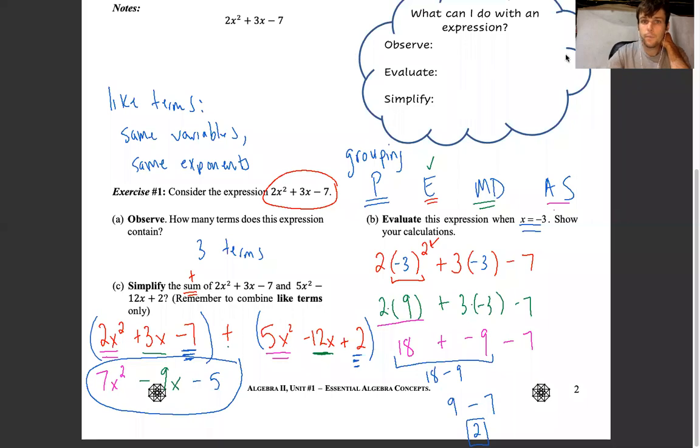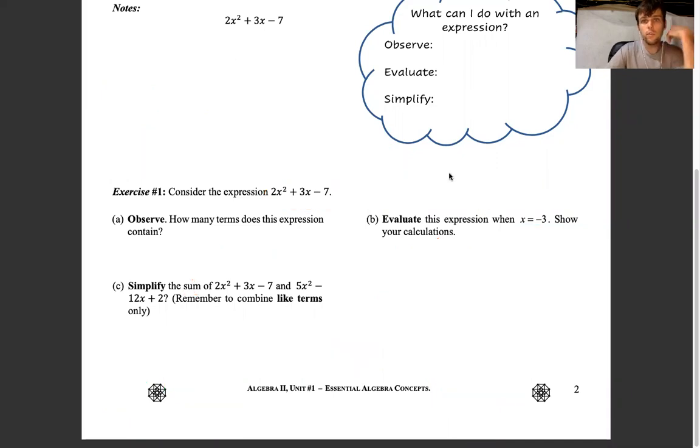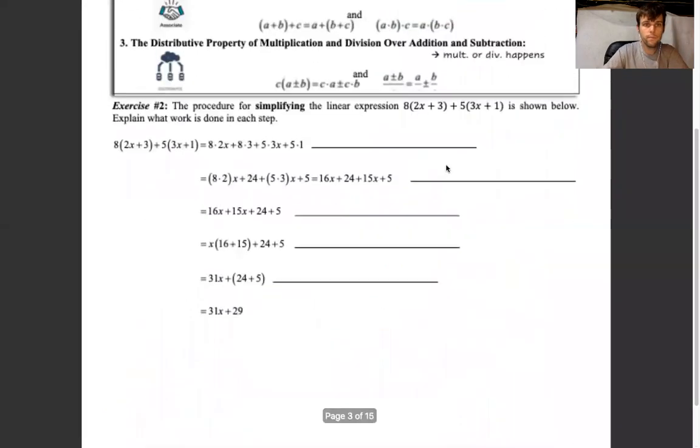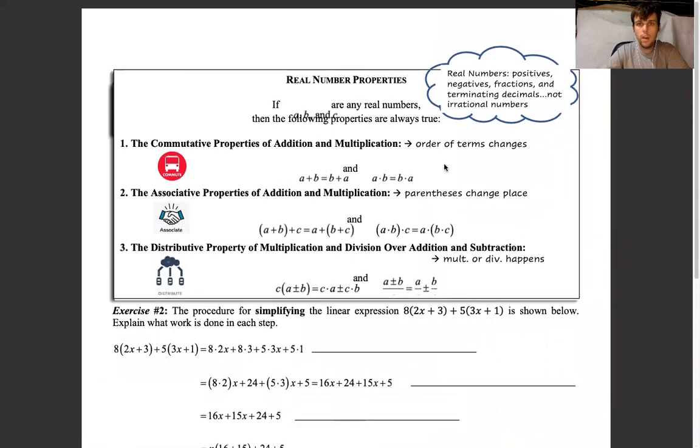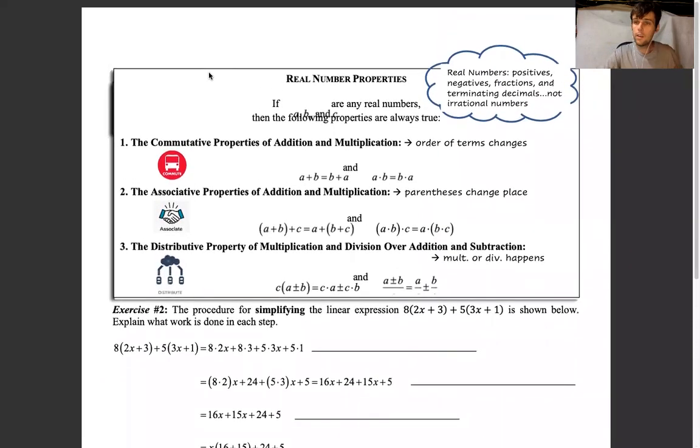All right. And yeah, great. Let's go ahead and move forward here. I'm going to clear this and move to the next page. So next thing we're going to talk about are called properties of the real numbers. So these are some rules or processes that can be followed when we're dealing with real numbers.